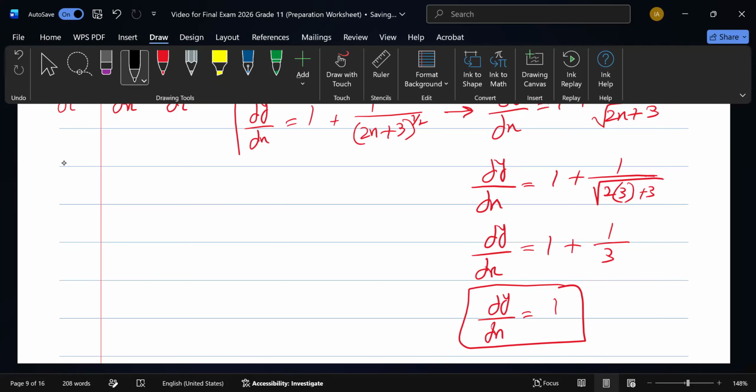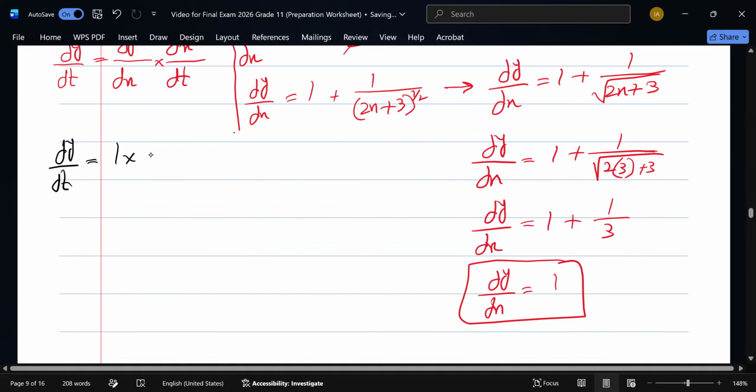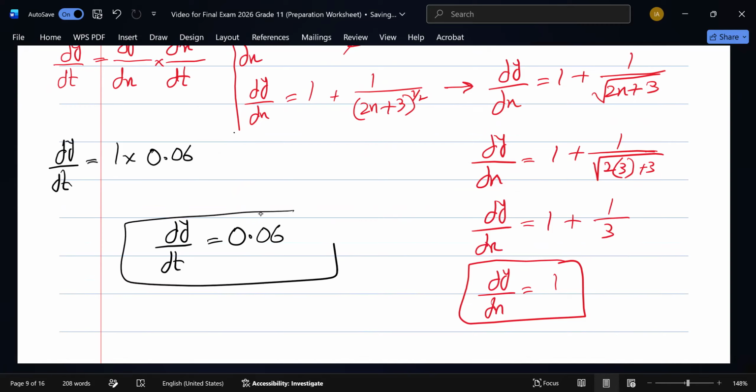We have dy upon dt. Yes, we are looking for dy upon dt. The dy upon dx is 1, and the rate of change of x is 0.06. Therefore, the rate of change of y is the same as the rate of change of x, 0.06. This is our final answer.